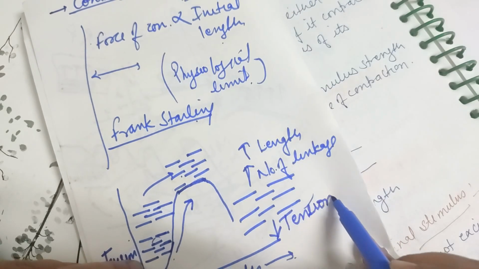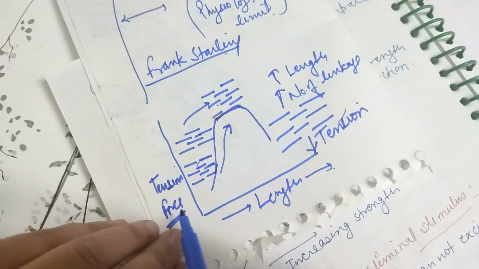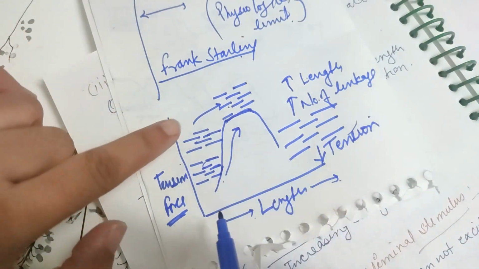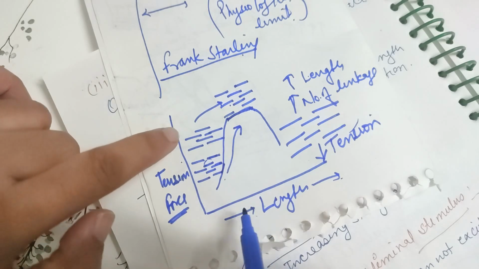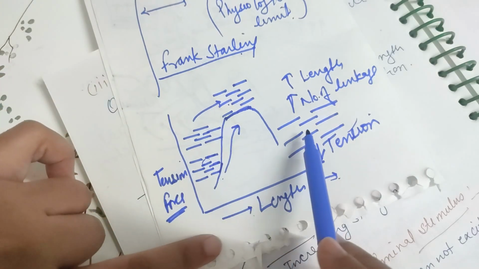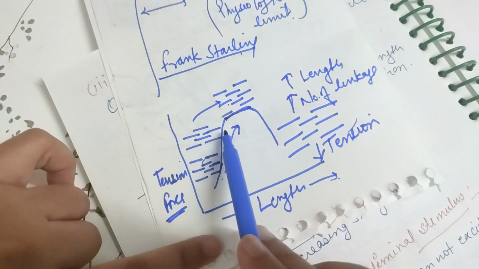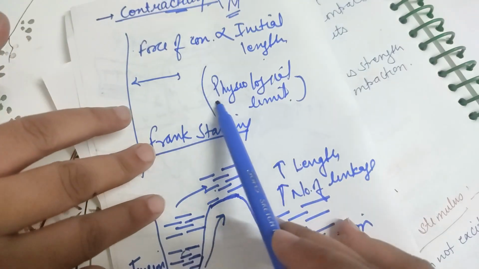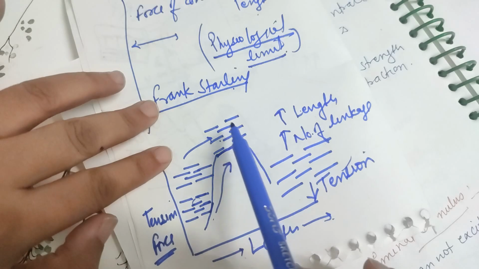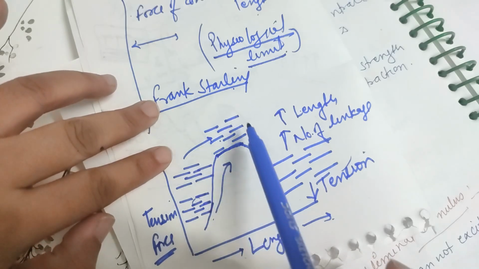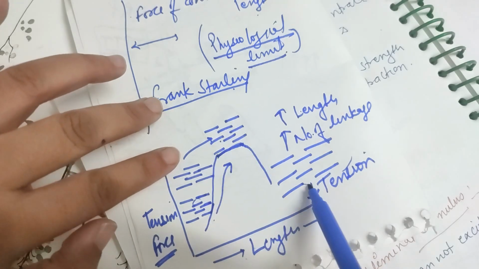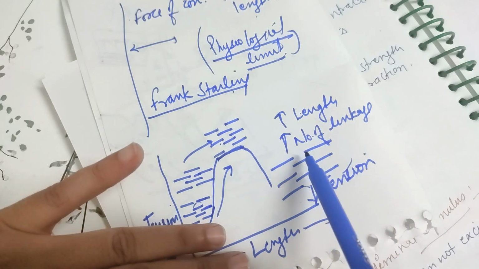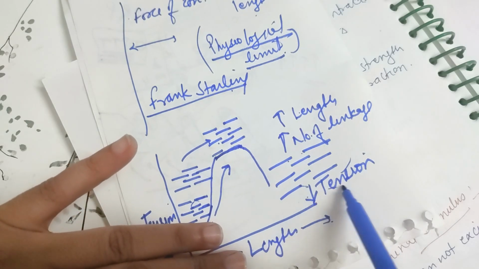Got it? So this is the length tension relationship, which can be asked in your exam as a separate question. You have to explain this physiology, why tension increases initially, and then within physiological limit. You know now why we are writing physiological limit, right? Maximum tension is when there is the maximum number of linkages. With further stretching, the number of linkages reduces and tension reduces.